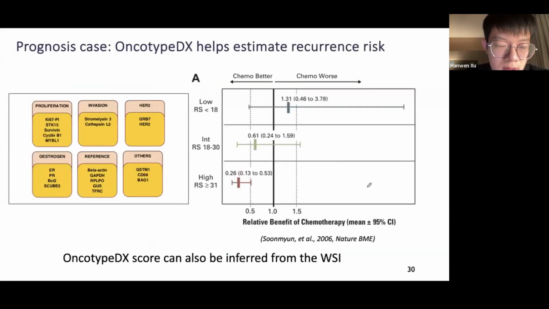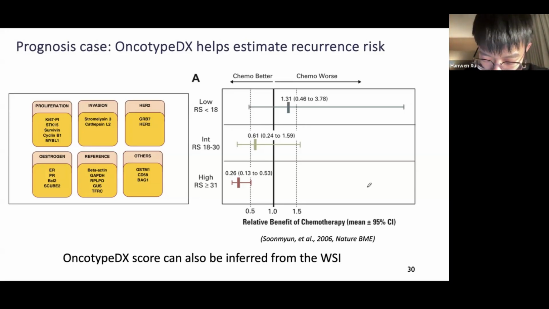One use case of this gene mutation task is the Oncotype DX prediction. Oncotype DX is a score to estimate the recurrence risk of the patient. Traditionally, this score was calculated based on 21 genes, so basically biomarkers. So if our model can really be good at predicting the biomarkers compared to other models, then we can think that GigaPath should also be good at predicting the Oncotype DX score.